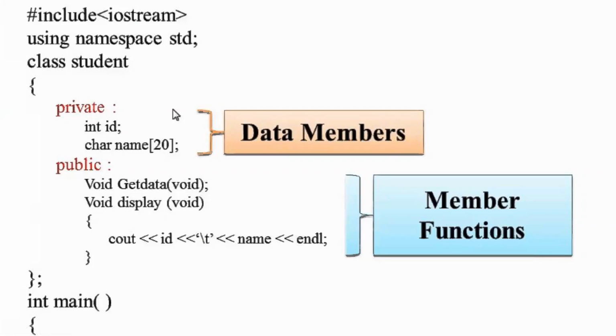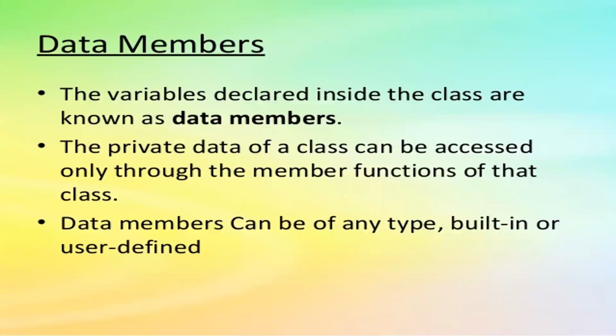So what here I want to tell you is that the functions, the data members, ठीक है, यहाँ पे data members की definition ले लेते हैं पहले. The variables declared inside the class are known as data members. Private data of a class can be accessed through the member function of that class. Please write down this line 5 times so that you remember. The private data of a class can be accessed only through the member functions of that class.